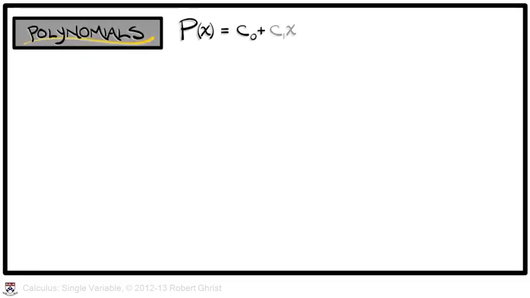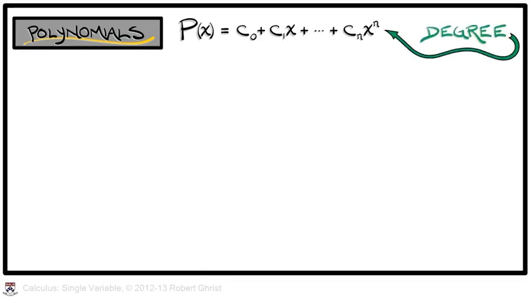Certain classes of functions wind up being extremely important throughout calculus. Perhaps the simplest such class is that of the polynomials. That is, functions of the form a constant plus a constant times x plus a constant times x squared, all the way up to some finite degree, constant times x to the n. That largest power of x is called the degree.